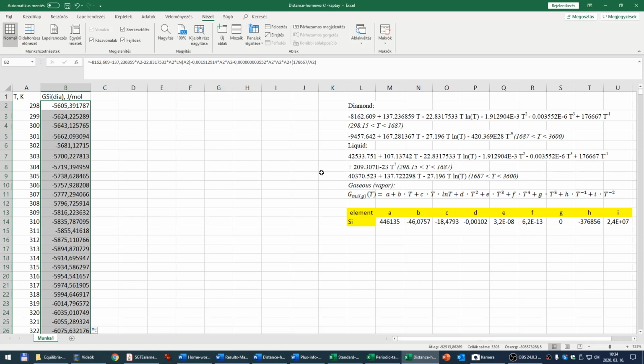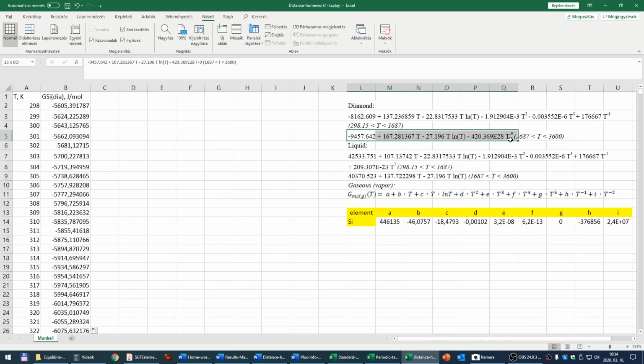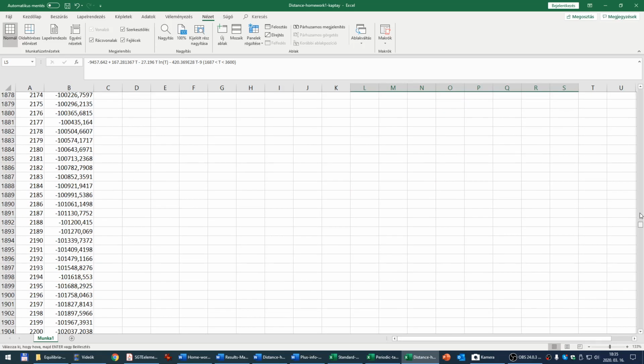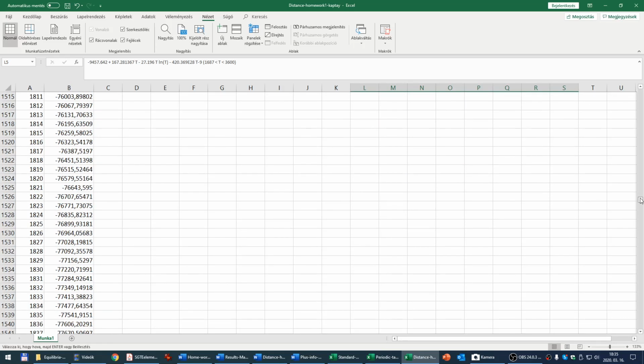But this is not right, because as you see here, at higher temperatures the data bank contains a more accurate polynomial, which we really should use at and above 1687 Kelvin. So let me copy this equation there and go down to this temperature, 1678.